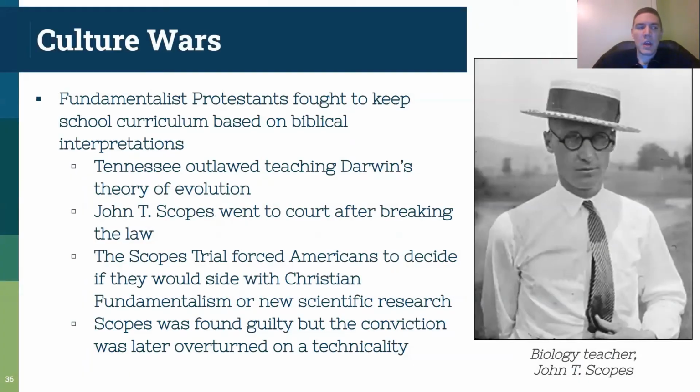Some of the more culture wars in the 1920s was between big city and rural areas. One example of this is the Scopes trial. Scopes trial was the teacher who wanted to teach Darwin's theory of evolution, but that broke the law in Tennessee. And so Americans had to decide for themselves if they would side with Christian fundamentalism, the idea that the Bible is inspired word of God, or to believe in new scientific research.